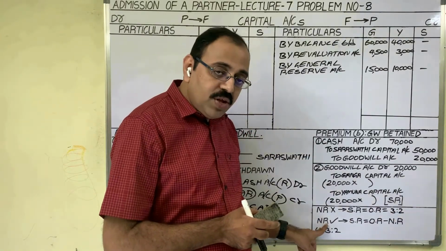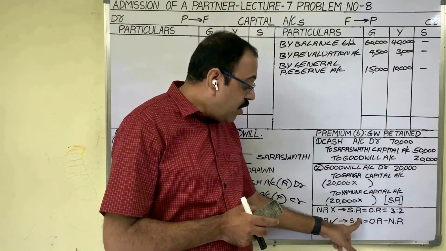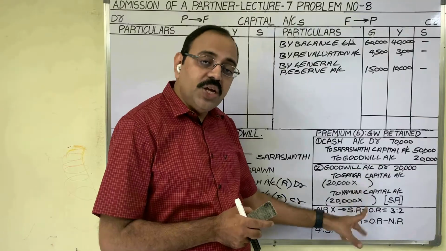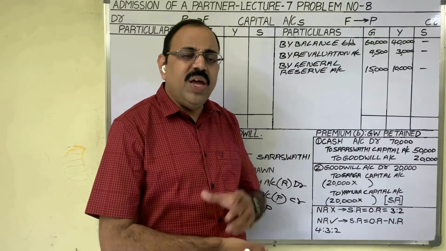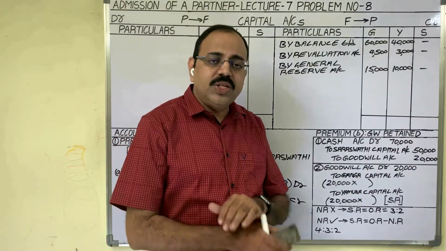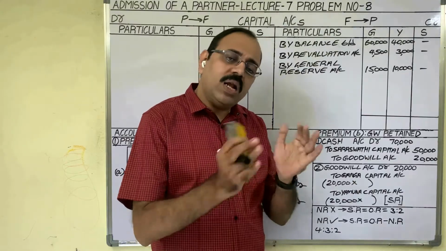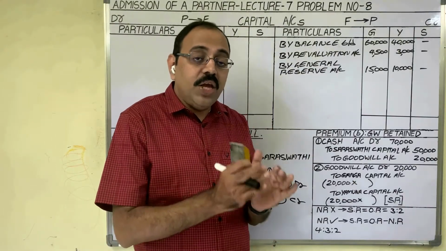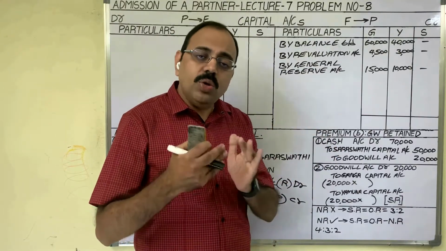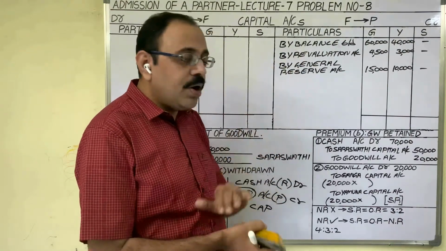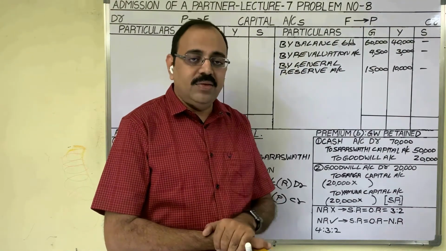The new ratio is given in the question now. Therefore, we have to calculate the sacrificing ratio separately. Where do you have to calculate? It is not rough notes. It is part of the problem. As working notes, you have to show that. You can show that working note below the capital accounts, otherwise in the starting.